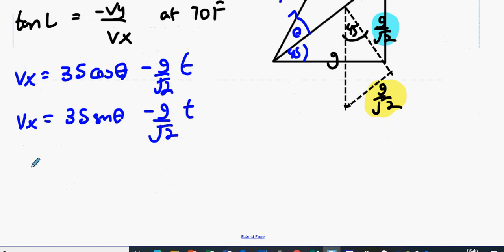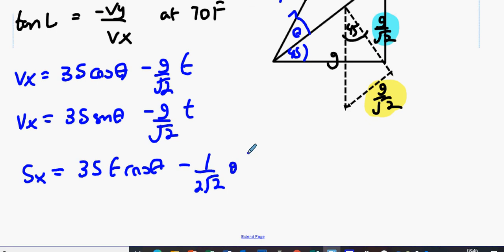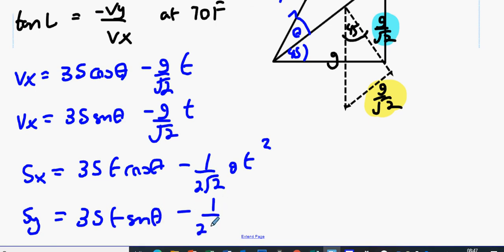Now, Sx equals 35t cos theta. Half of that is going to be 1 over 2 root 2 gt squared. And then Sy equals 35t sine theta minus 1 over 2 root 2 gt squared. For some of you who can't do these equations yet, you really need to work on that if you're to have any help with doing any of the questions, okay? You're making mistakes there right away.